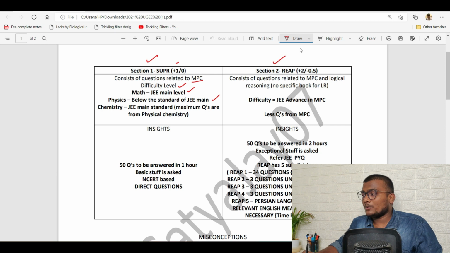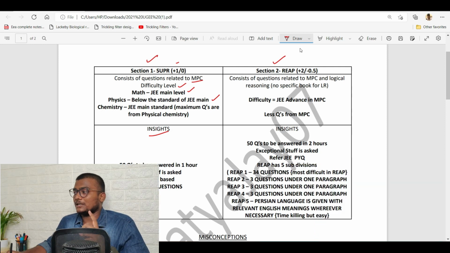Coming to the insights of section 1, 50 questions are to be answered in 1 hour, and basic stuff is asked. NCERT based questions and direct questions can also be expected in this section 1. I think the majority of students who are preparing for JEE Mains in advance can attempt it easily without any problem, because you will have the same syllabus.